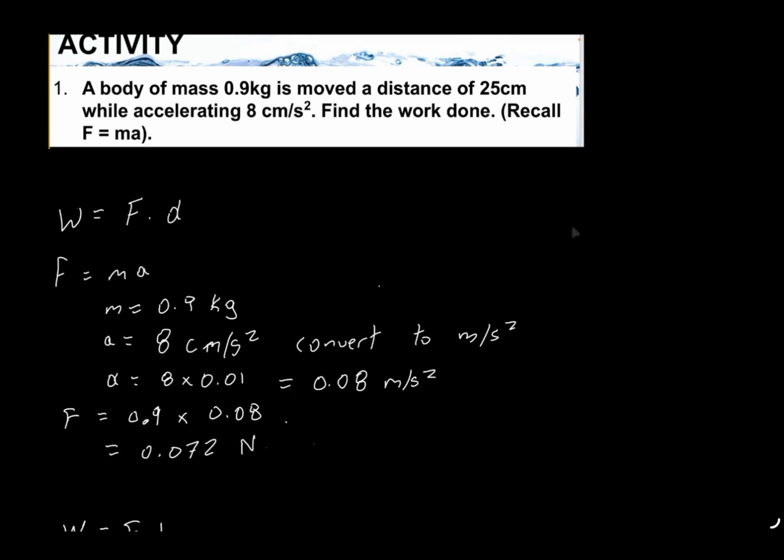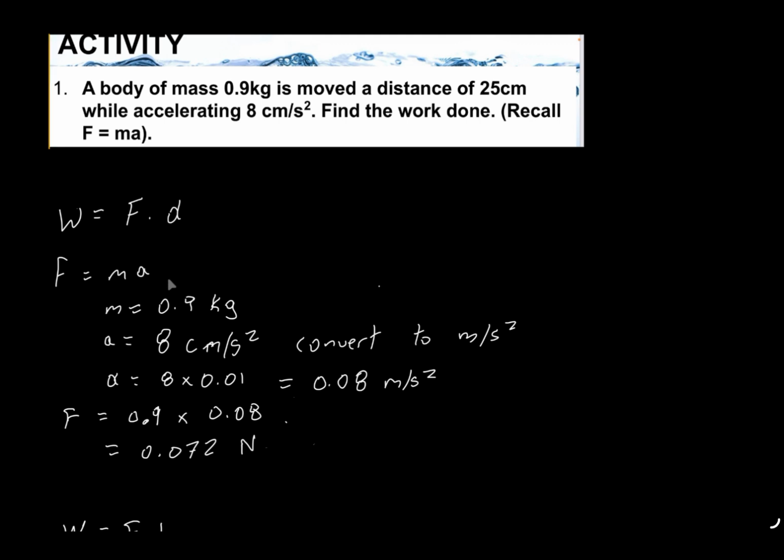Recall that F is equal to ma, that is, force is equal to mass times acceleration. Recall that the formula for work is equal to force times distance. In this case, it is force times displacement, where displacement is the distance moved. Also, we're given that force is equal to mass times acceleration.